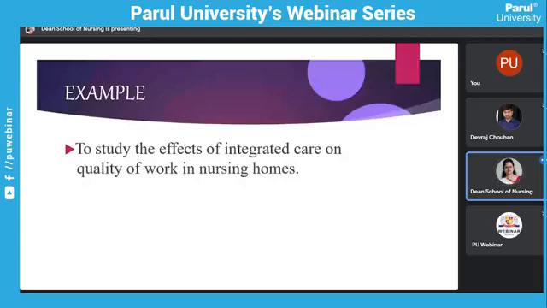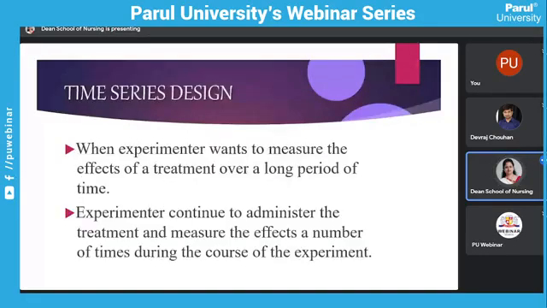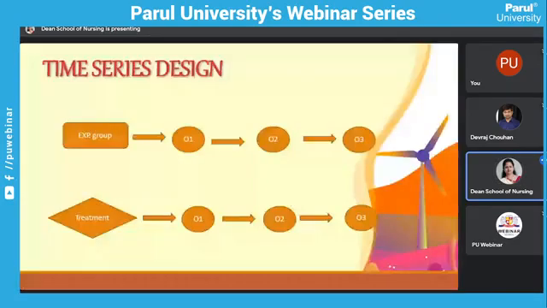Time series: when the experimenter wants to measure the effect of a treatment over a long period of time. Here, the effects of the treatment are measured a number of times during the course of the experiment. For example, in the experimental group, you give an assessment one time, then leave some gap, then give treatment, and again you assess. It is a time series. You're giving a certain period between assessments.